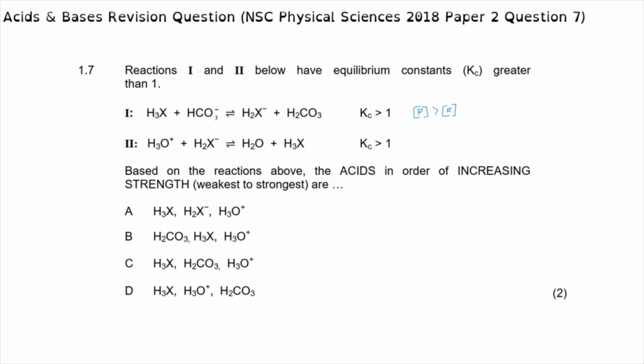And so the question reads, based on the reactions above, the acids in order of increasing strength are. And we start here by identifying the acids and conjugate acids in each reaction, where we can see that in reaction number 1, H3X has donated a proton to HCO3, which makes this an acid. And as a result, that makes HCO3 our base, which then in the reversible reaction makes H2CO3 our conjugate acid for this base, and H2X is then our conjugate base, where H2CO3 would donate a proton to H2X.